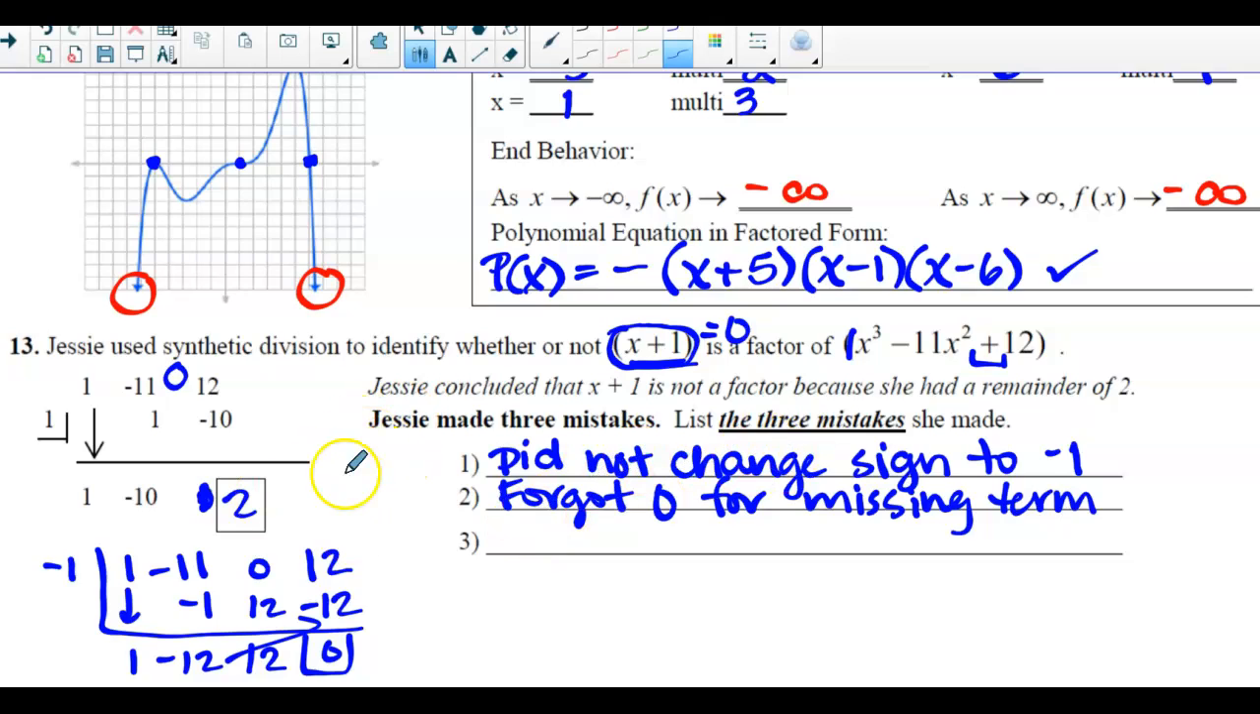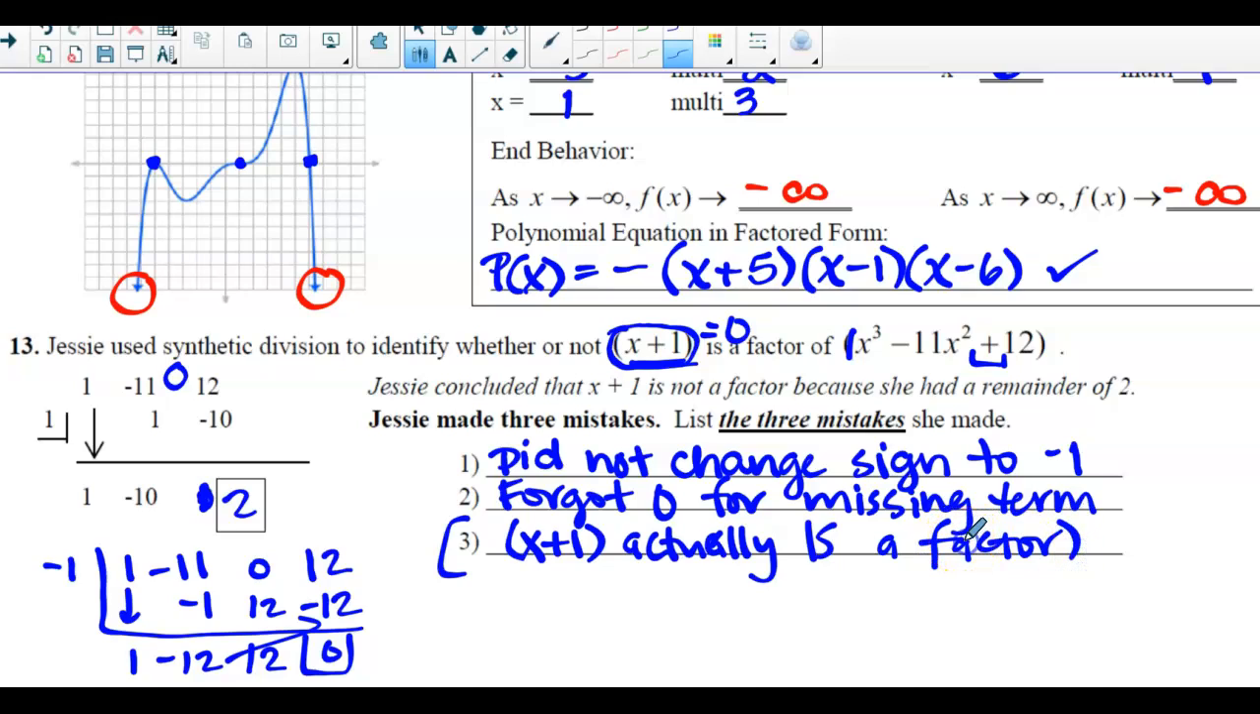Now, technically, based on the work they had, they gave the correct answer. So I'm going to do it like this. We'll just say x plus 1 actually is a factor. Is a factor. All right, almost done here. Let's get to the last couple problems.